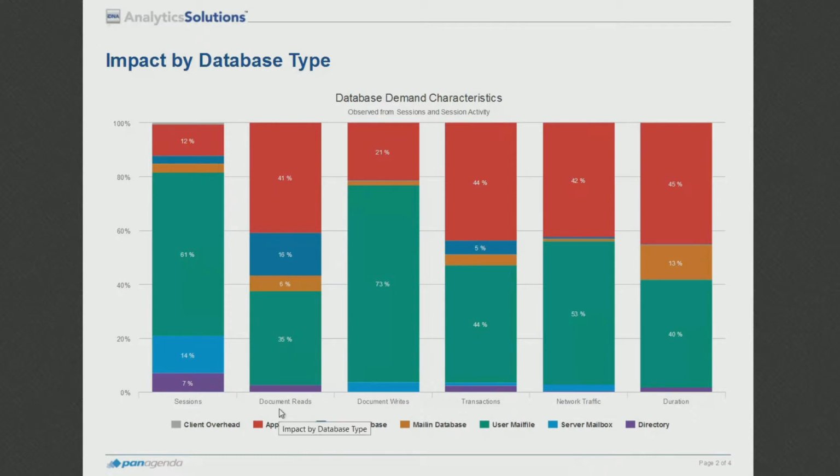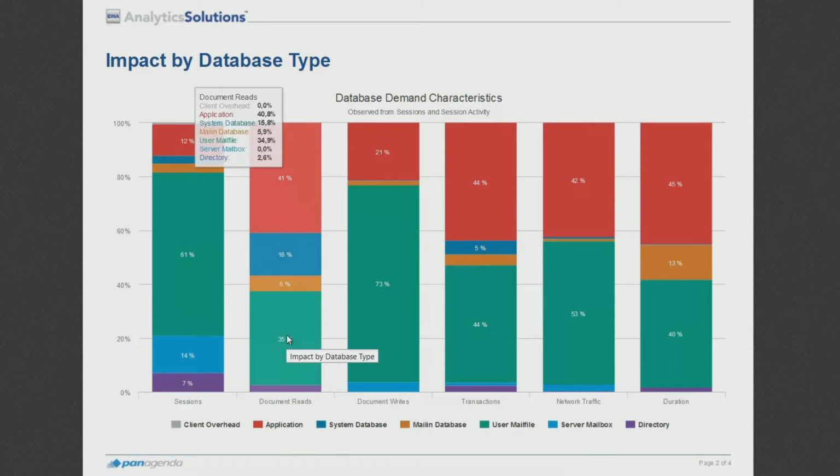So if we take the first column, document reads, for example, we see that 35% of all document reads in the whole environment have been done within mail files, and 41% have been done in applications, 60% in system databases, and 6% in mail-in databases. So what does it mean? You see that the different database categories consume different resources from the backends.